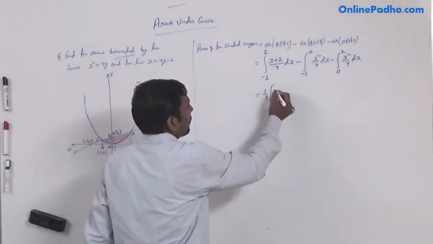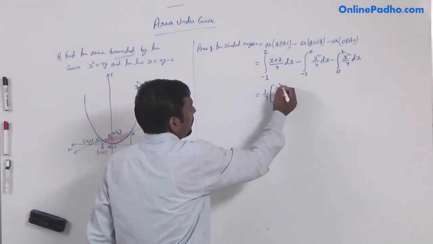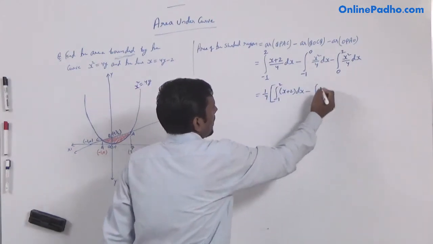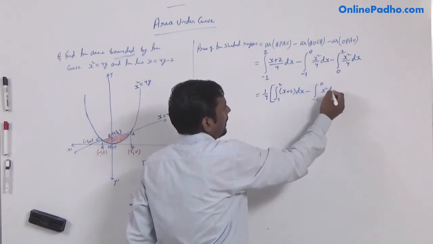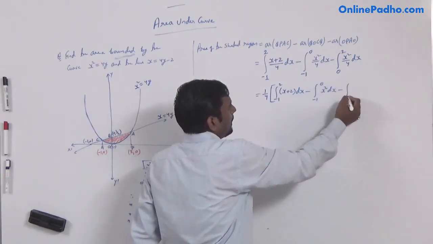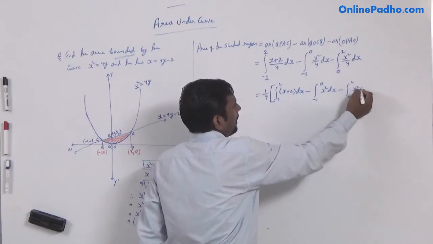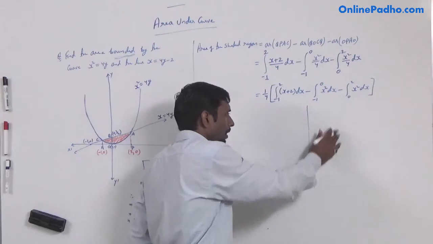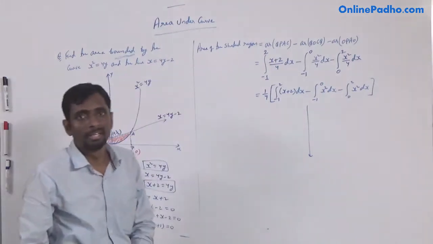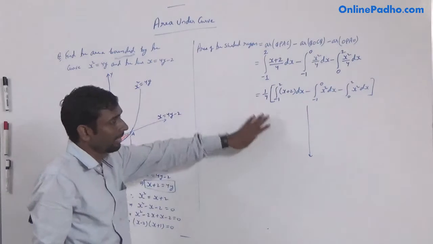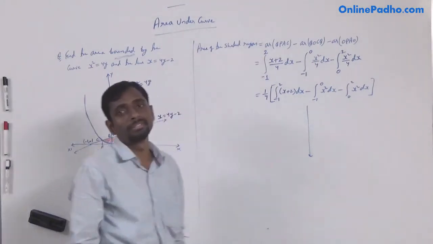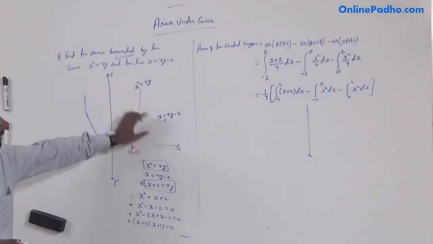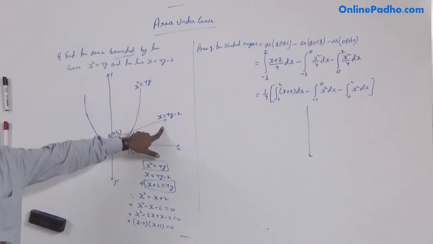So we can take 1 by 4 common. Now we have integration minus 1 to 2 of (x plus 2) dx, minus integration minus 1 to 0 of x square dx, and minus integration of 0 to 2 of x square dx, right? Now we can solve this integration. Very simple question. You can solve this integration by fraction addition or fraction subtraction. You will get the area in square units, right? So this is the area bounded by two curves. One curve is a parabola, another curve is a straight line.